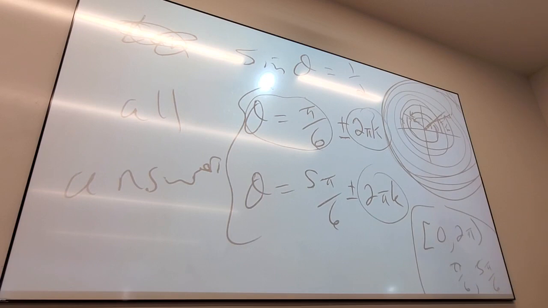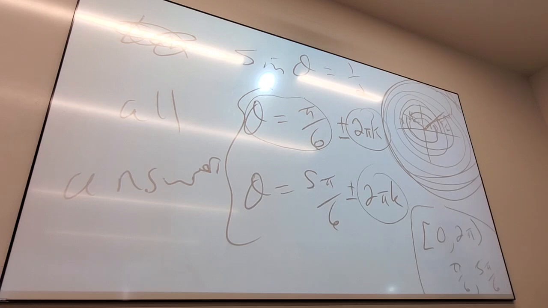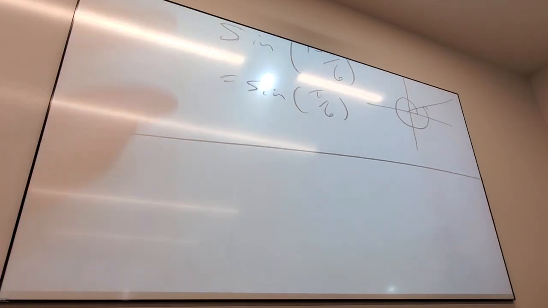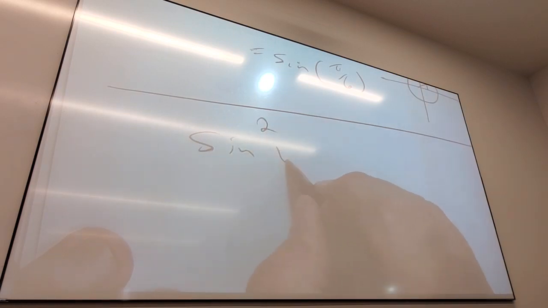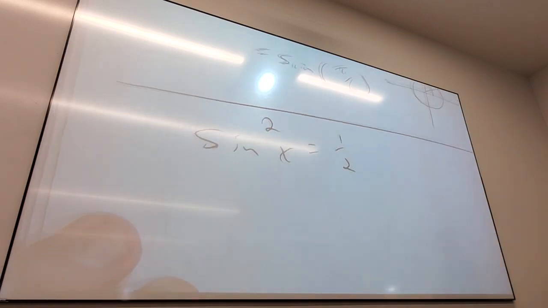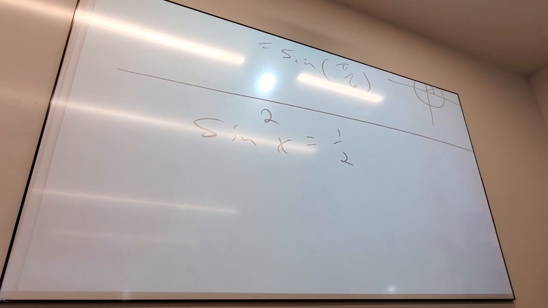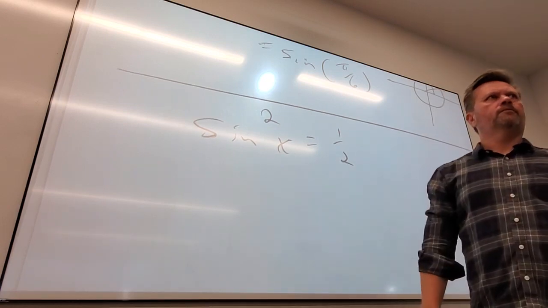So what am I talking about? Let me show you an example where I can write it in one line. I was just going to ask. I got you. So what if I had this problem? Sine squared x equals 1/2. What do you think you have to do first? Square root it.